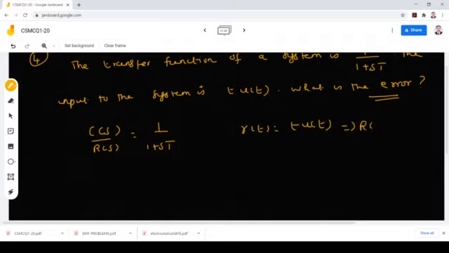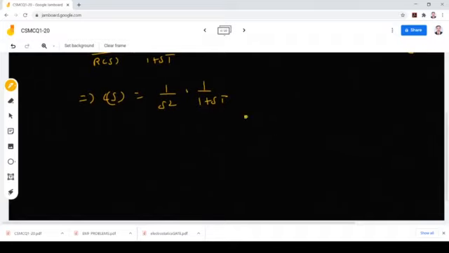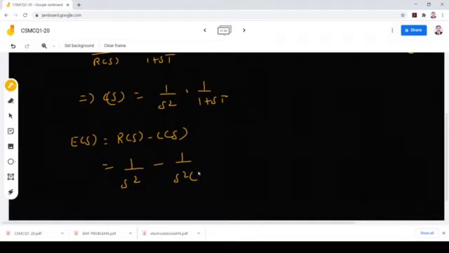This implies R of s, if I take the Laplace transform of t, will become 1 by s squared. So this implies C of s is R of s, that is 1 by s squared, into 1 by (1 plus sT). These are all the details we got. What they ask is the error. So the error is given by E of s, that is equal to R of s minus C of s. R of s is 1 by s squared, we know. C of s is 1 by s squared into 1 by (1 plus sT).